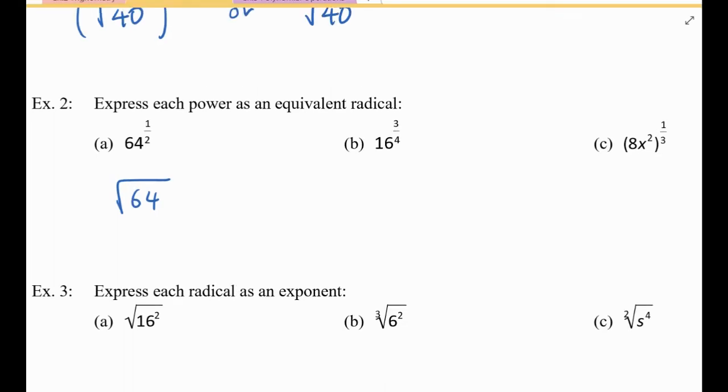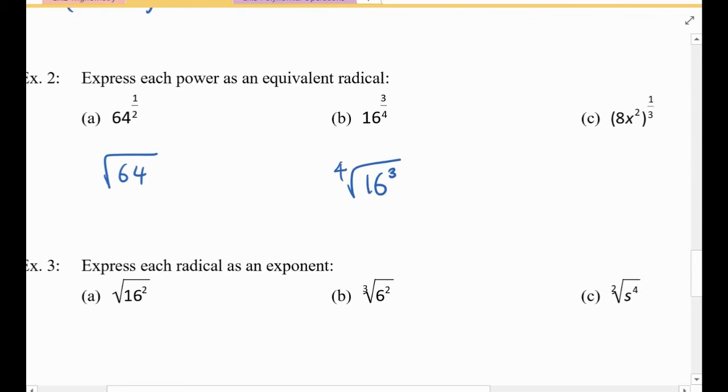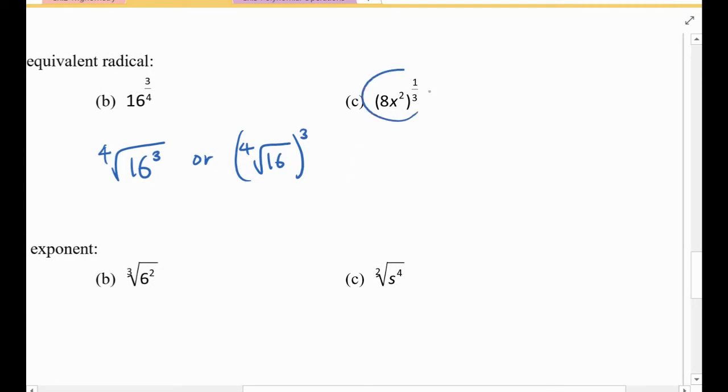Here, 16 to the power of 3 over 4. So 4th root of 16 cubed, or 4th root of 16 to the power of 3. So there are two ways. This one: cube root 8x squared.